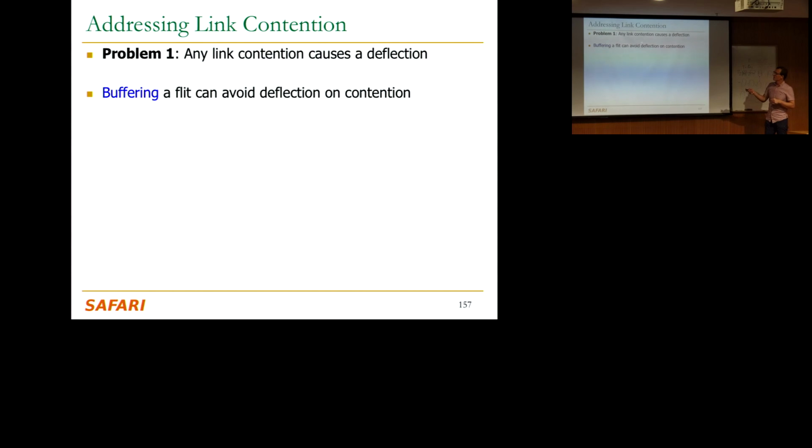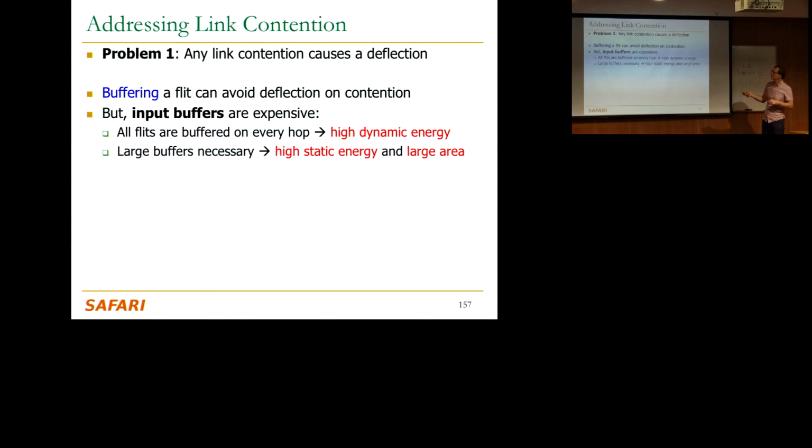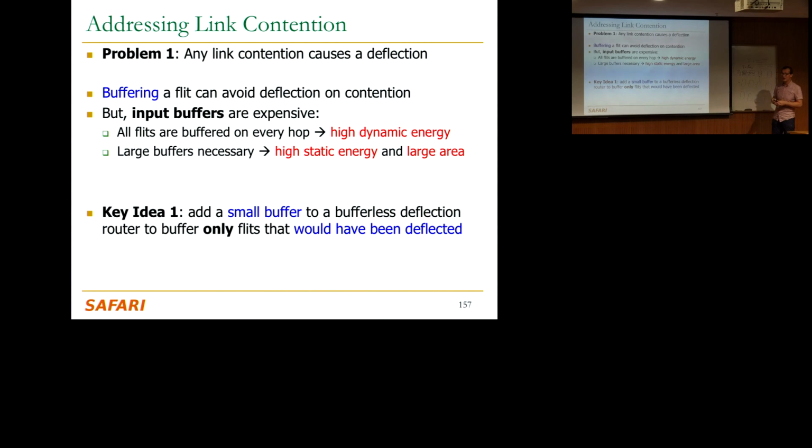So let's take a look at the link contention part. Any link contention causes a deflection. Buffering a flit can avoid deflection on contention, but input buffers are expensive, right? You don't want input buffers. All flits are buffered on every hop. High dynamic energy. This is really an overkill, basically. Large buffers are necessary if you actually do input buffering. So this is high static energy and large area.